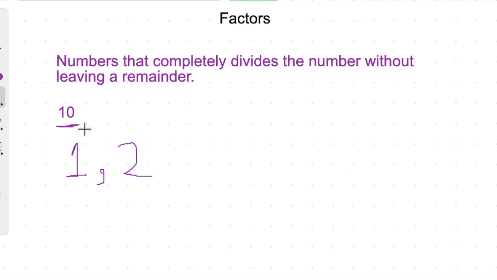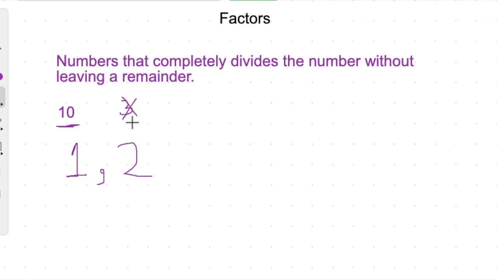After that, if I divide this 10 into 3 equal parts, what happens? Can I divide into 3 equal parts? Yes, of course I can divide, but there will be a remainder left. So that is why we will not call 3 a factor of 10. I'll just cross it. It's not a factor because when we are dividing 10 by 3, there is a remainder left.